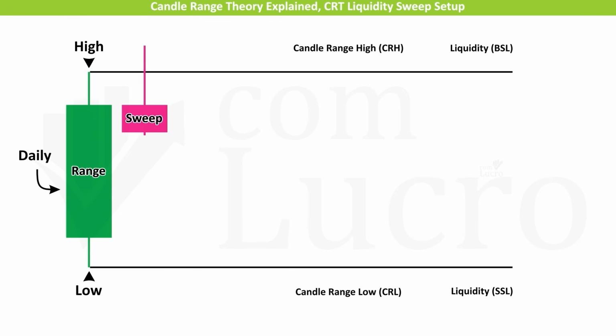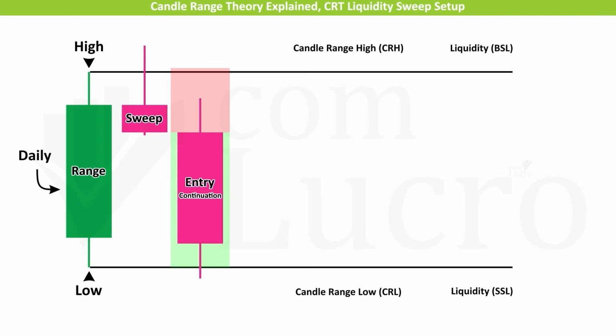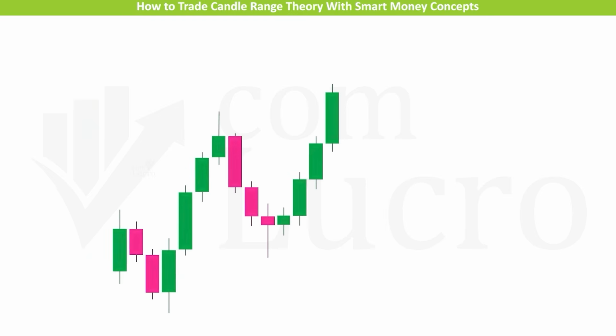But when the second candle fails to close above the candle range high and instead returns inside the range, we can then look to the third candle for a potential short setup, with the candle range low serving as the logical objective. That covers the core idea and the reasoning behind candle range theory. Now let's move to the concrete rules and break down how to trade it step by step on the chart.